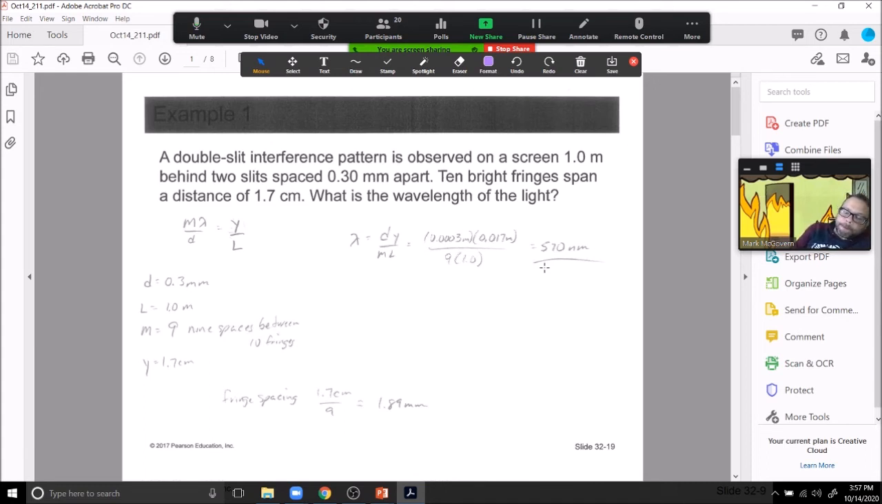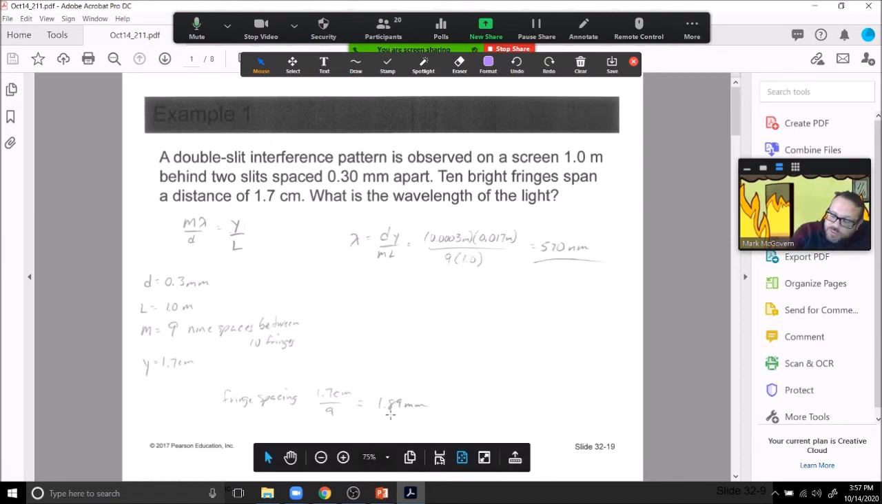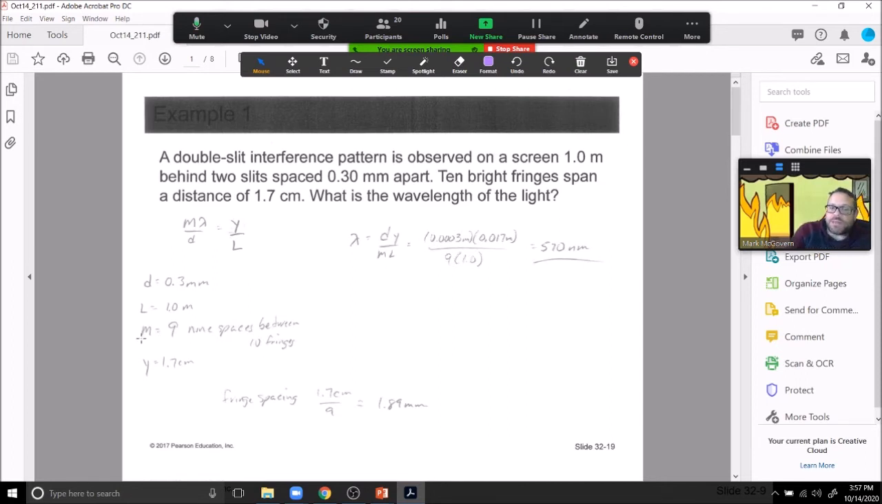Okay. All right. An individual fringe though is spaced apart by about 2 millimeters. So we divide that by 9. That's how we get that. All right. Any questions about this one? It's pretty simple as far as the math is concerned, but you got to really think about what it means for m.